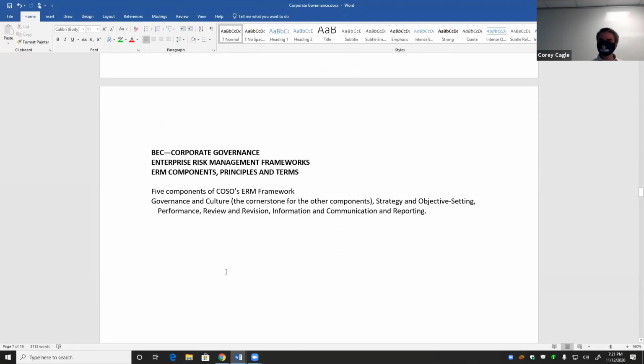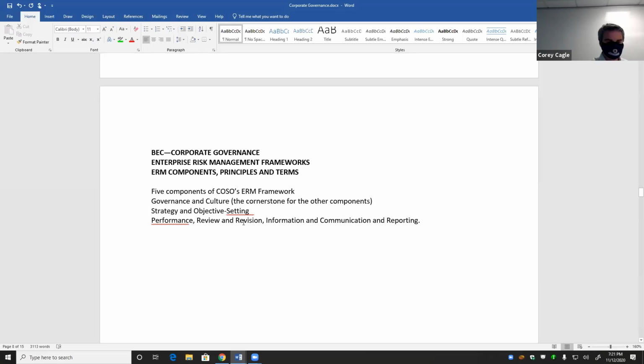Okay, I didn't take many notes on this one. There are 5 components in COSO's ERM framework. I wouldn't say this is as important as those other 5, but I would probably take note of them. For sure, they're kind of a lot of the same things as the 5 internal control ones that we did.